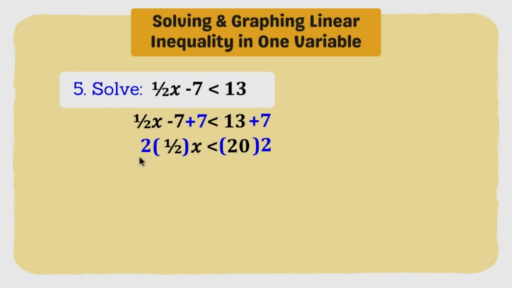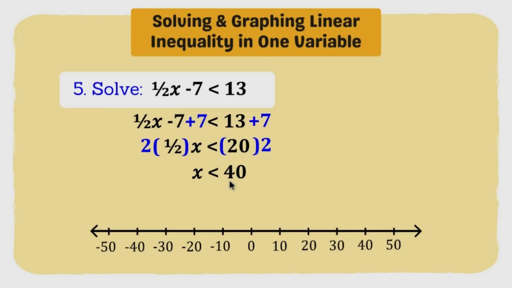Okay, so if we multiply 2 by 1/2, magiging 1 na po siya. At si 20, magiging 40 na po siya. Alright? So that's how you remove 1/2. Now we have here x is less than 40. Take note, hindi pa rin po nag-iba yung ating inequality because we just multiply it by a positive number. Pag minultiply na po natin ng negative, that's the time na mag-change po ulit yung ating inequality symbol. So the values of x are less than 40.